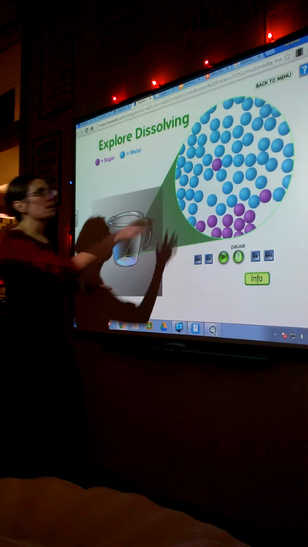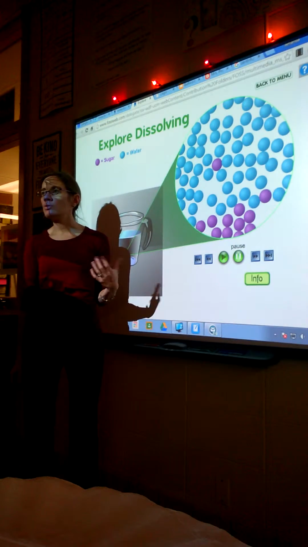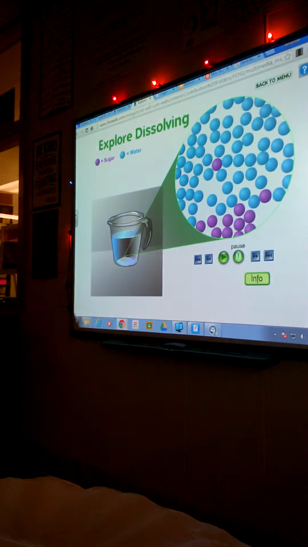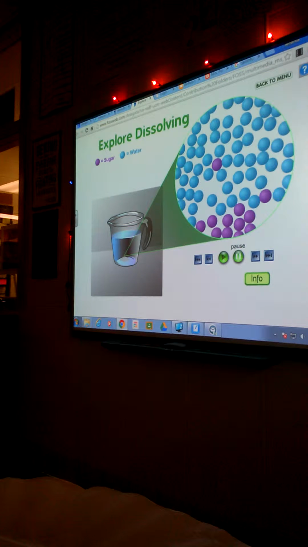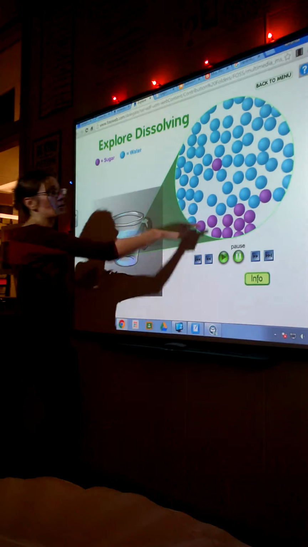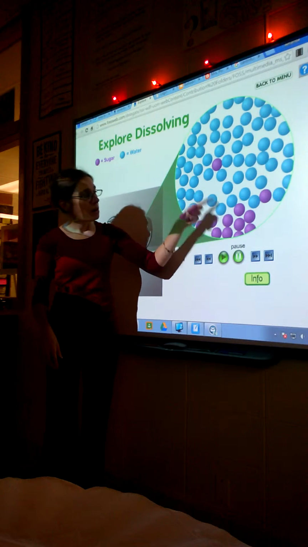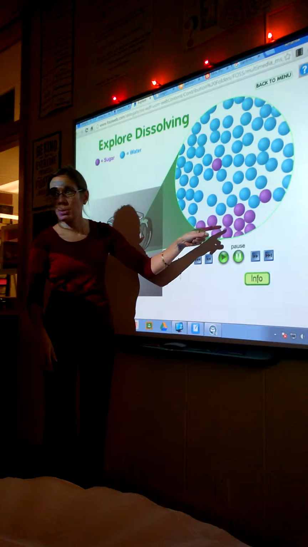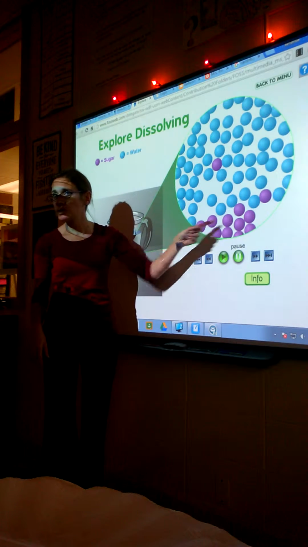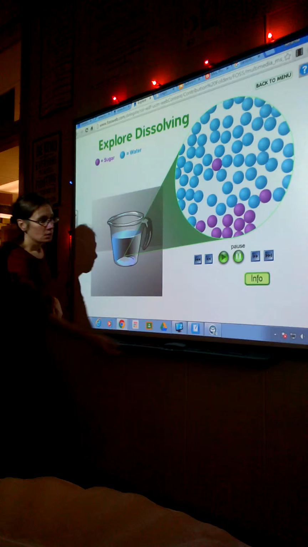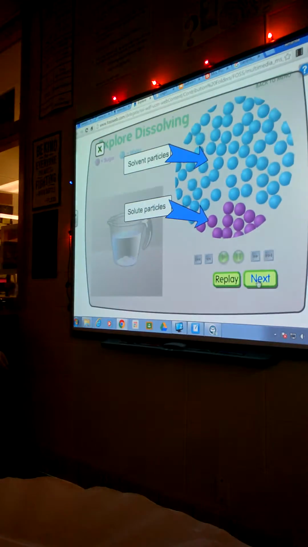Alright, these molecules are all moving around. Why are they moving around? What do they have a lot of? Yeah, kinetic energy. They have a lot of kinetic energy, so they're bouncing into each other. And as the water particles bounce or collide into the sugar particles, those sugar particles at the surface there break off.